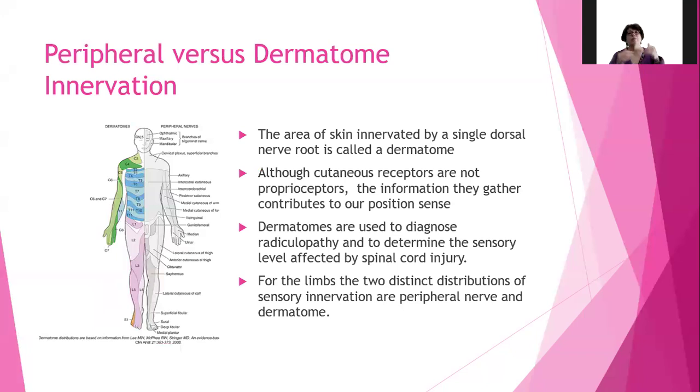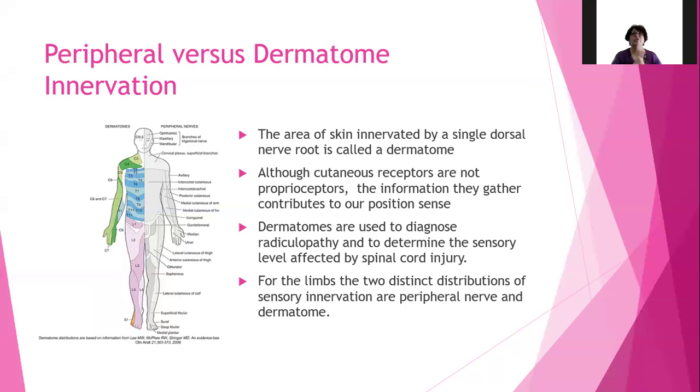We talk about the peripheral nervous system being organized in a different way: the peripheral versus the dermatome innervation. The area of skin innervated by a single dorsal nerve root is called a dermatome. On the left side of this picture, the blue and green colored side, are dermatome distributions of specific nerve roots. Although cutaneous receptors are not proprioceptors, the information they gather still contributes to our position sense. So even though we don't think of them as proprioceptors, they all become part of the big picture of proprioception.